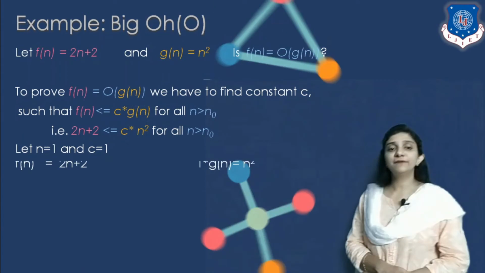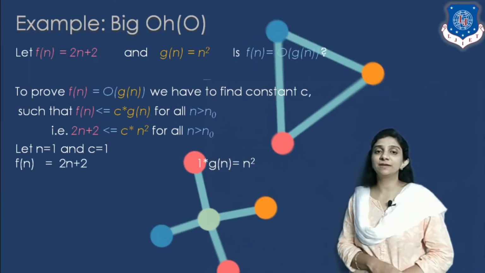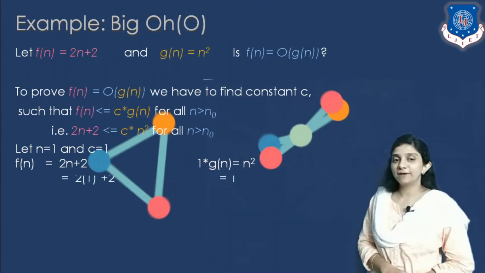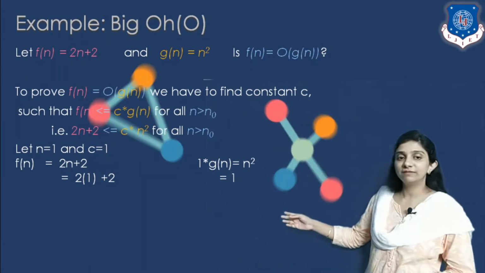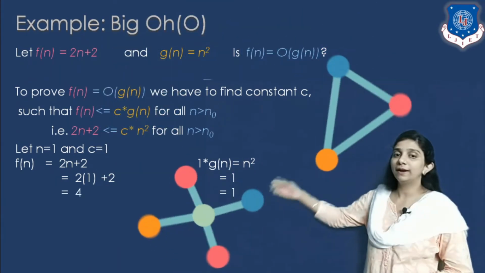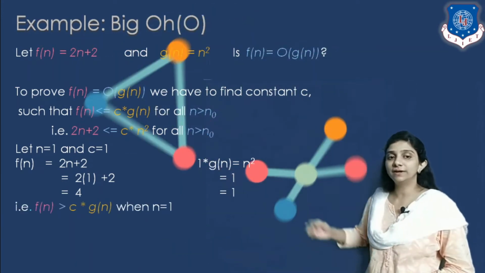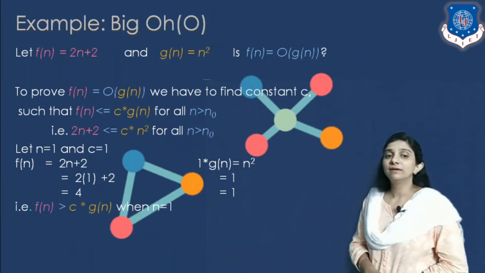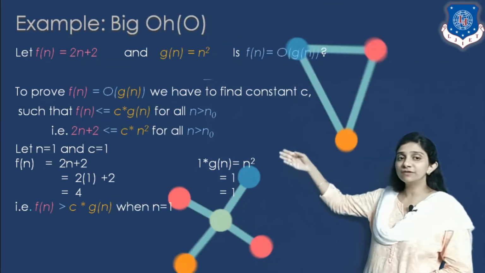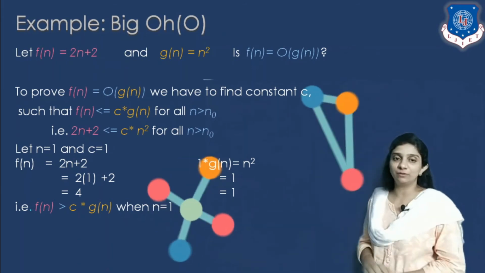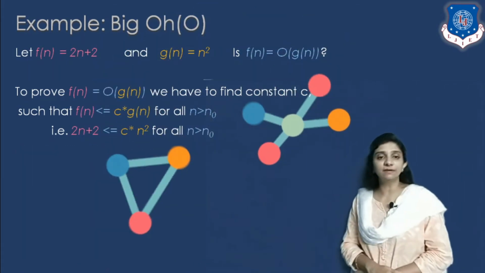So f of n equals 2n plus 2, and 1 into g of n is nothing but 1 into n square. If n is 1, it becomes 2 into 1 plus 2, that is equal to 4. And here the value of 1 square is 1. So 4 is greater than Cg of n. This doesn't satisfy our big O condition. Big O says f of n should be less than or equal to Cg of n. So for n equals 1, our condition isn't fulfilled.